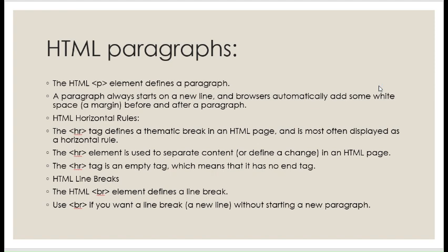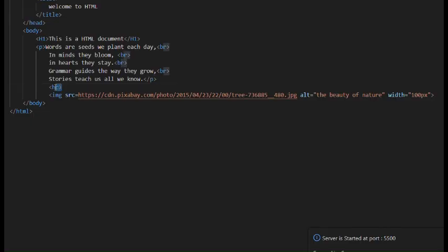So now let us understand HTML horizontal rules. The HR tag defines a thematic break in an HTML page and is most often displayed as a horizontal rule. The HR element is used to separate content or define a change in an HTML page, or to divide different sections like the head and the subhead, like this. The HR tag is an empty tag, which means that it has no end tag.